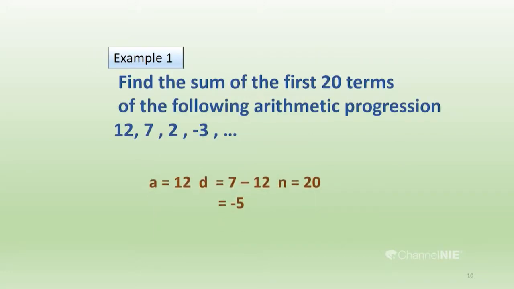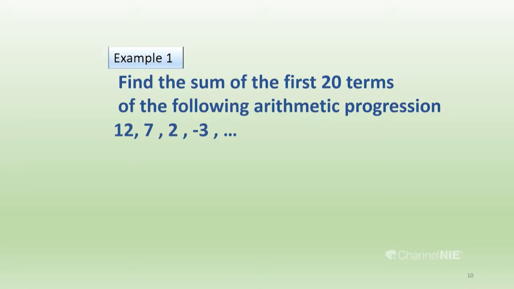Then the first example. Find the sum of the first 20 terms of the following arithmetic progression. What is the arithmetic progression here? 12, 7, 2, minus 3. This is an arithmetic progression, because if this is an arithmetic progression, it should have a common difference, you know that.